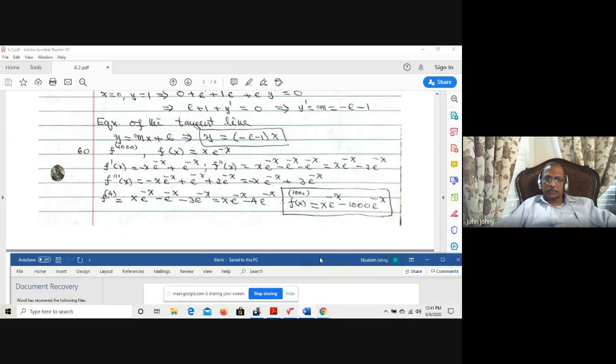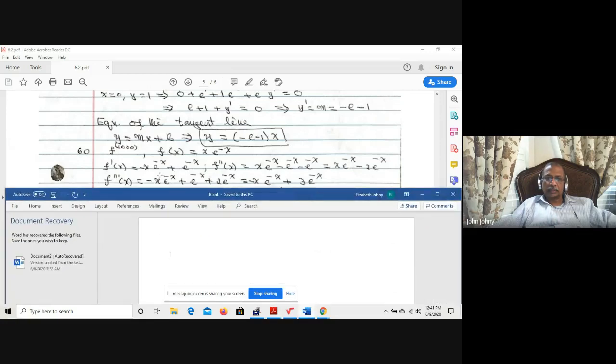When you differentiate that with respect to x, you get f triple prime. Again, x times e to the negative x times negative 1. So negative x e to the negative x plus e to the negative x times 1 plus 2e to the, where is that?